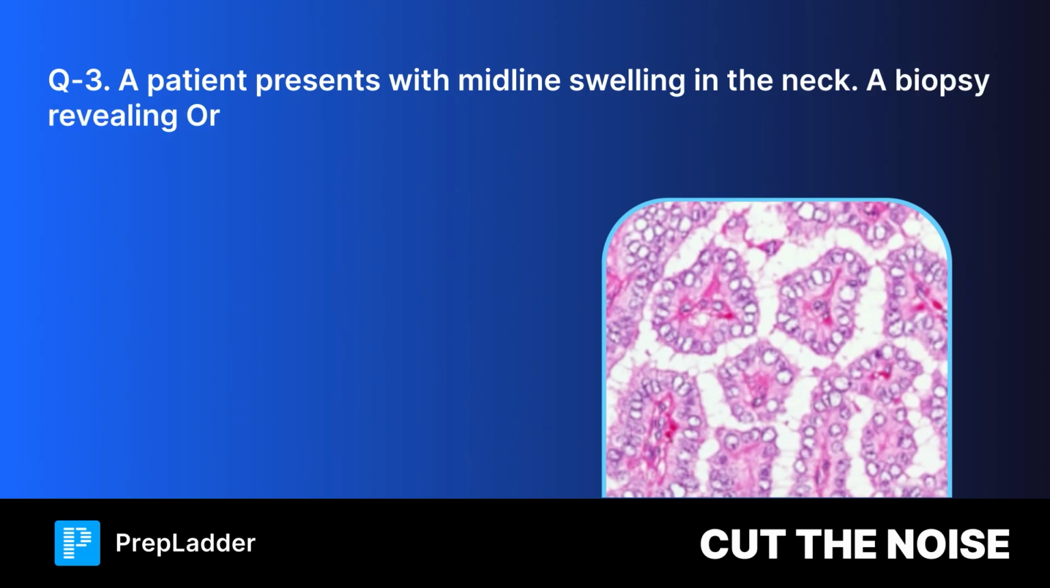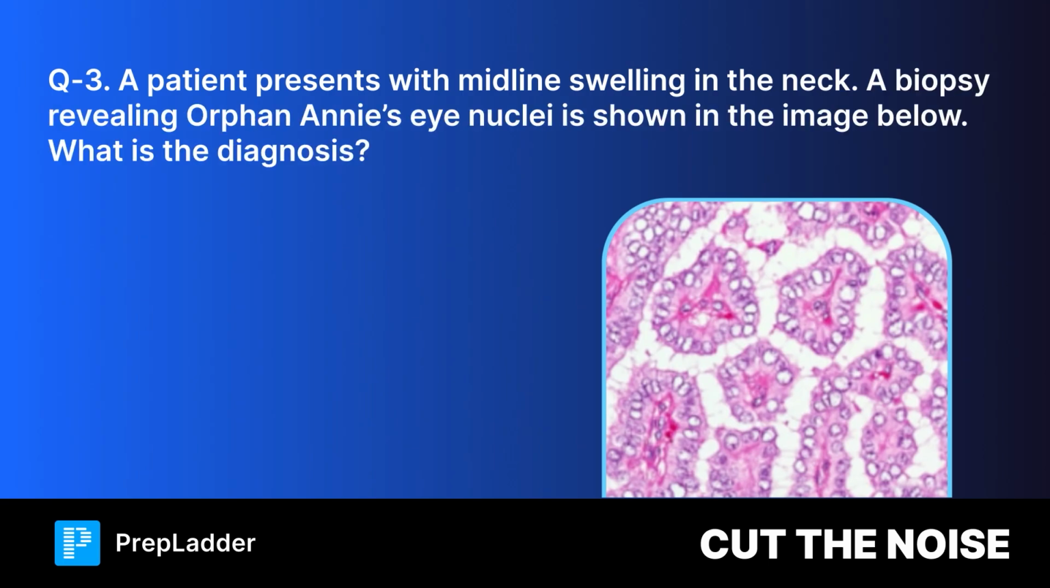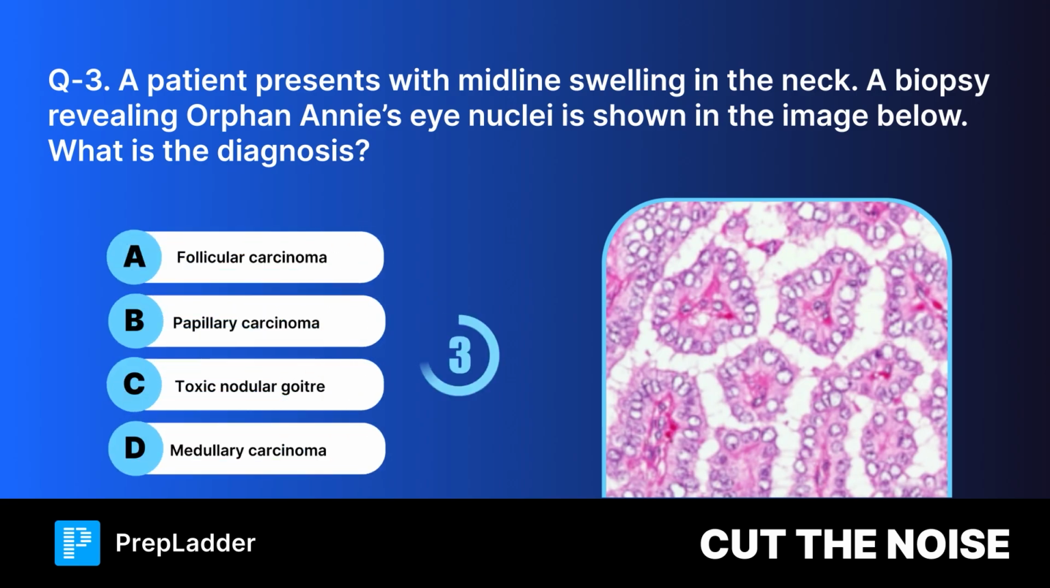Question number 3. A patient presents with midline swelling in the neck. A biopsy revealing Orphan Annie eye nuclei is shown in the image below. What is the diagnosis? Your options are. And the correct answer is papillary carcinoma.